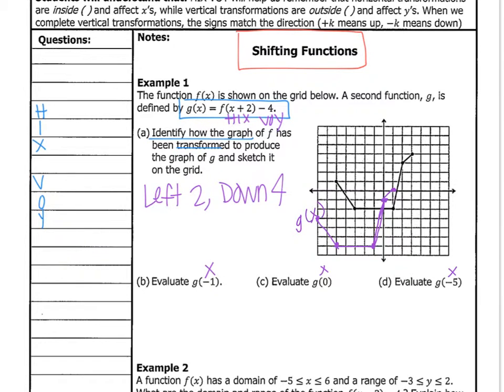So if I go to the left one, I'm going down 1, 2, 3, 4, 5, 6. So g of -1 equals -6. Go ahead and try the next two on your own.